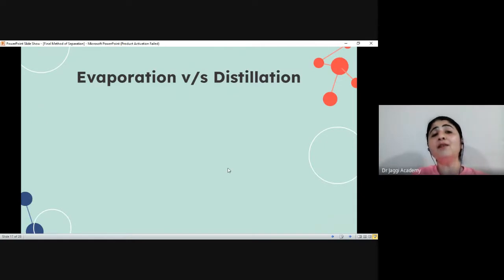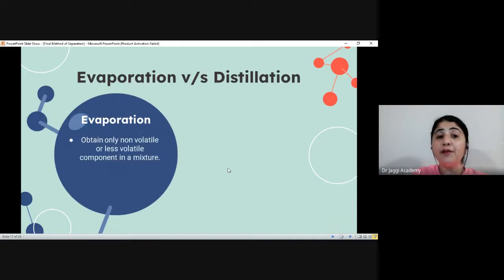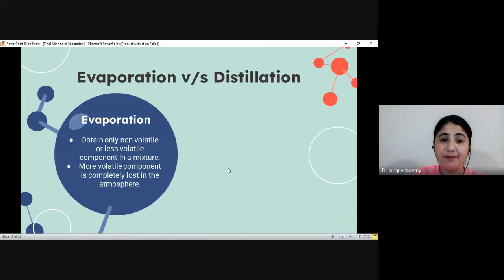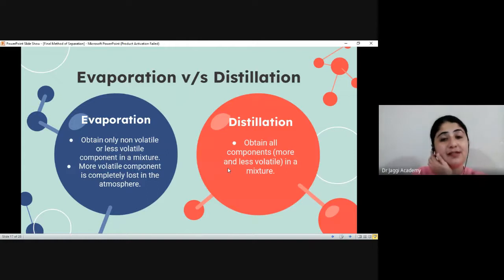Next one is, what is the difference between evaporation and distillation? The most common difference between these two terms is that in evaporation we obtain only the non-volatile or less volatile component in a mixture, since the more volatile component is completely lost in the atmosphere by evaporation. In distillation, we obtain all the components from the mixture, whether more volatile, less volatile, or non-volatile. And this is the main difference between these two processes.